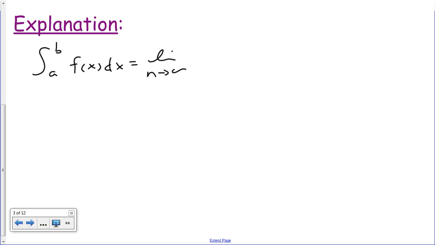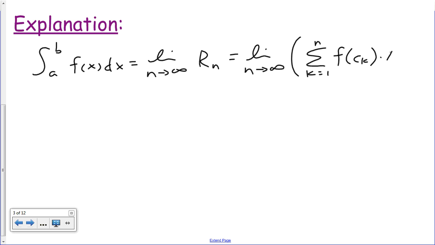And actually, let's first remind ourselves of what a definite integral is. Definite integral from a to b of f of x dx. Remember, we define that as a limit as n goes to infinity of a Riemann sum, r sub n. A Riemann sum is just a sum. It's called a Riemann sum because it's a sum of your function values times your delta x values. So that would be the sum from k equals 1 to n of your function at some sample point times delta x. That's how we calculate a Riemann sum.